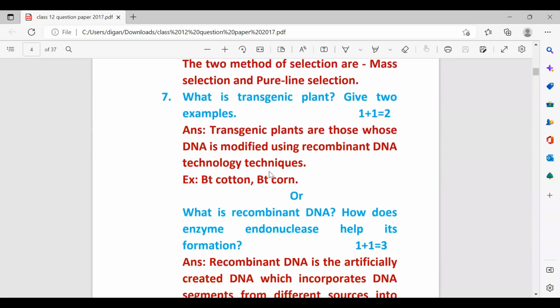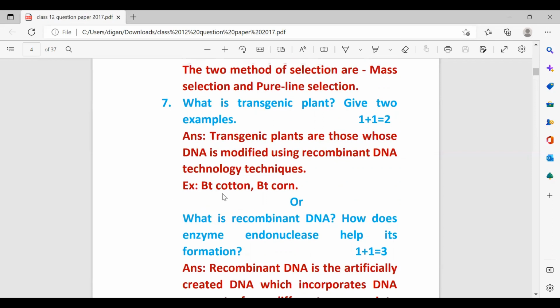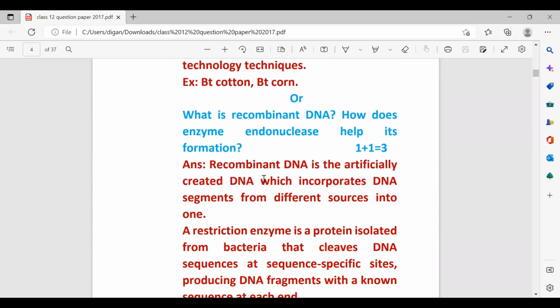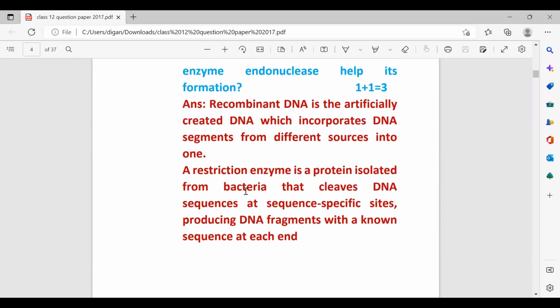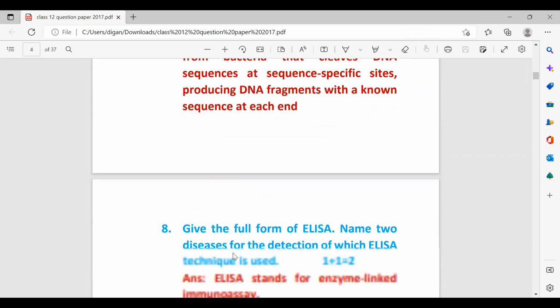Next question, what is a transgenic plant? Give two examples. Transgenic plants are those whose DNA is modified using recombinant DNA technology techniques. Example is BT cotton. Next, or is, what is recombinant DNA? How does the enzyme endonuclease help in its formation? Recombinant DNA is artificially created DNA which incorporates DNA segments from different sources into one. A restriction enzyme is a protein isolated from bacteria that clips, means cuts, the DNA sequence at a sequence specific site, producing DNA fragments with a known sequence at each end.